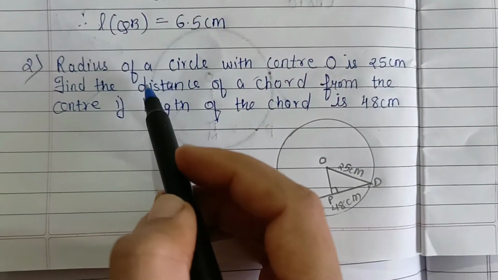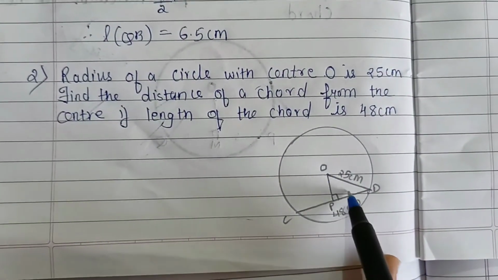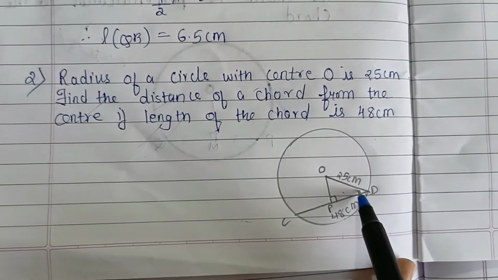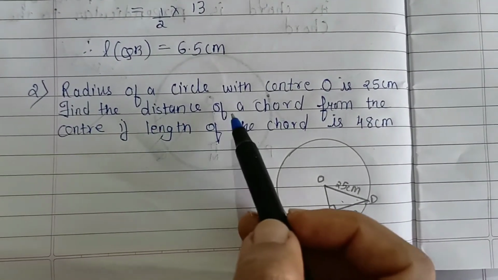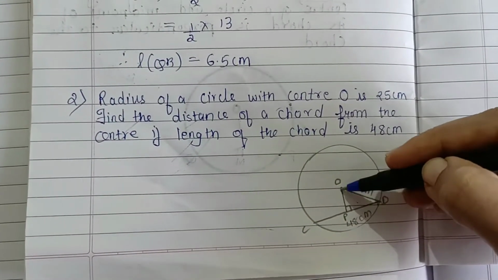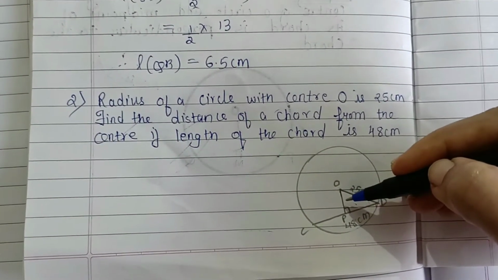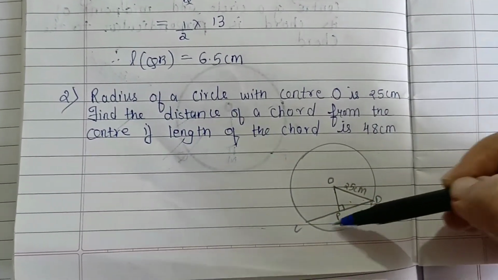Second one, radius of a circle with center O is 25 centimeter. So already in the figure it is given that radius, OD is the radius, that is 25 centimeter. We have to find the distance of chord from the center. That means we have to find out this distance, that means segment OP. And also they have given the length of the chord, that is 48 centimeter.